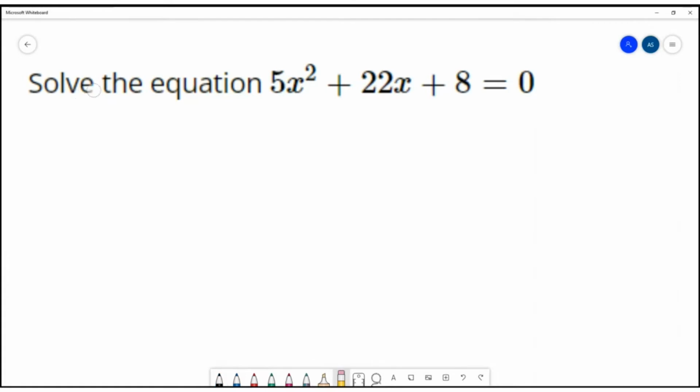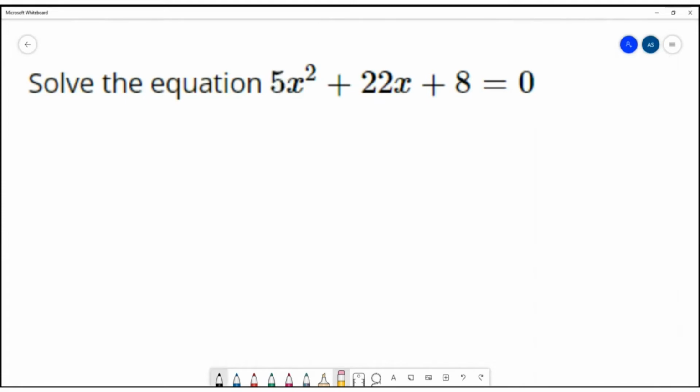In this question we have to solve the equation 5x squared plus 22x plus 8 equals 0. We want to solve this by factoring the left-hand side. We already have the equal 0 on the right-hand side. We first look to see if there are any common factors between all the terms, and there are none. And we notice a coefficient that is not 1 on the x squared. That means this is one of the harder trinomials to factor because that leading coefficient is not 1.